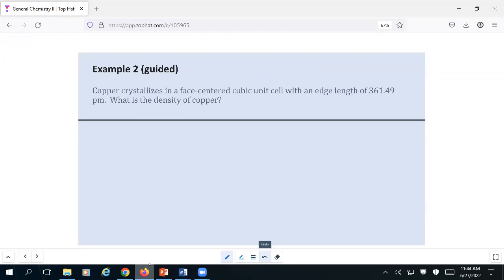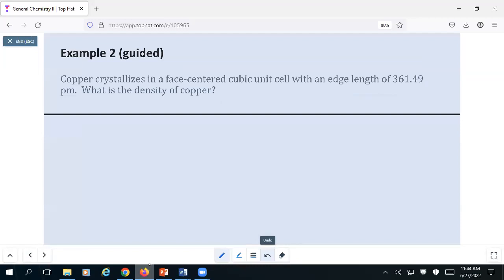Here's an example of a more common kind of question, because let's be honest, most of the questions that we get in SmartWork, the ones that we get on our quizzes, they don't tend to be that straightforward. So let's take a look at something that's a little less straightforward, but still utilizes the same kinds of calculations. Copper crystallizes in a face-centered unit cell with an edge length of 361.49 picometers. What is the density of copper?